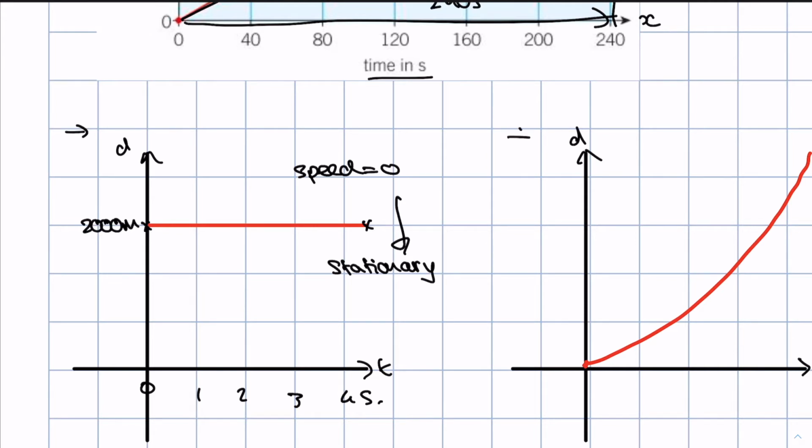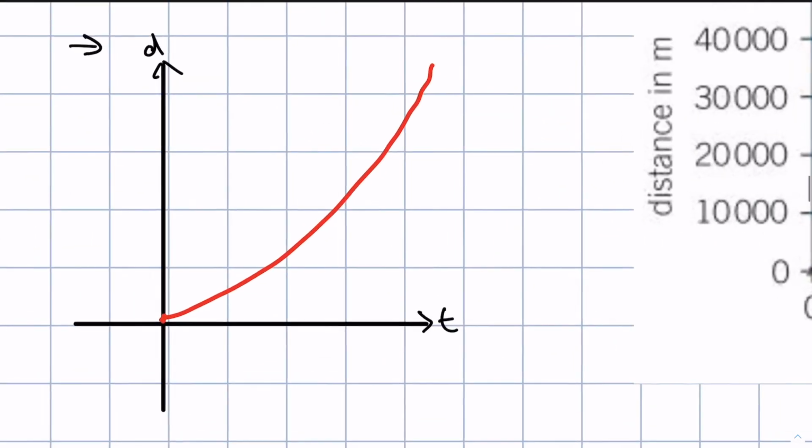Now something a little bit more complicated might look like this. This is again a distance over time graph, but this time you'll notice that although the graph is going up, the gradient isn't staying the same. The gradient here is not the same as the gradient here, and that's not the same as here. And because the gradient's increasing, our speed is also increasing. And as you'll know, the increase of speed is called acceleration. So for an object where the graph looks like this, we say it's accelerating.